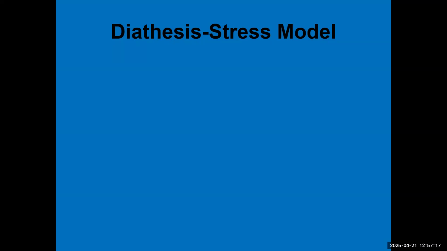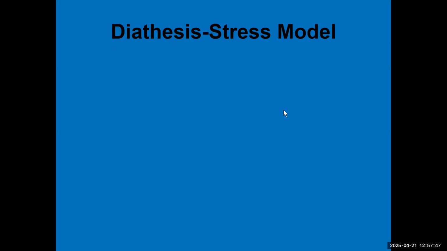So basically, what we're going to do is discuss some different models of how the genes and environment interact to produce disorders and problems, for example. So the first one we're going to look at here is the diathesis-stress model. By the way, diathesis basically means a condition making one susceptible to developing a disorder. So this is called the diathesis-stress model.